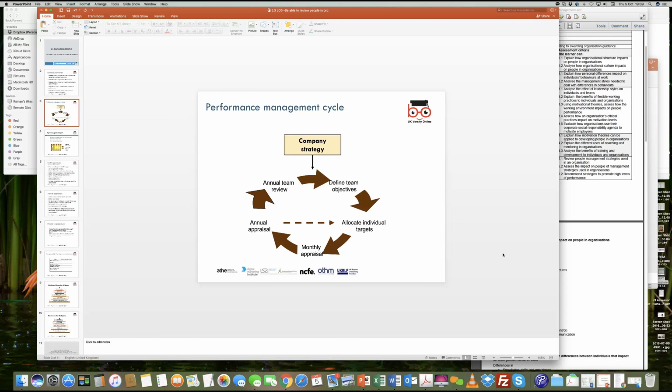So if this is happening within organizations as a structured process on a weekly, monthly, quarterly, yearly basis, it is the process of performance management. And you are managed on your performance on the basis of your job description.